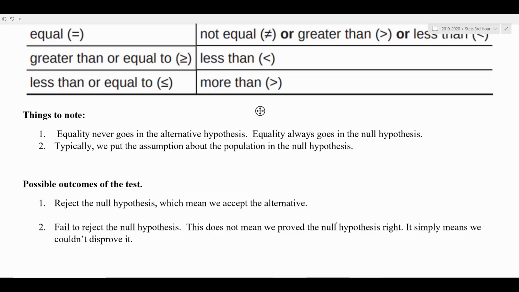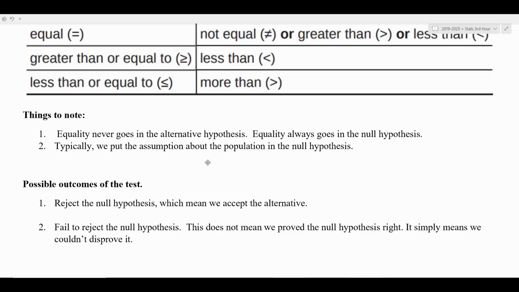Now, at the end of the court trial, once we've examined all of the evidence, there's only two outcomes. You are either guilty or not guilty. We don't ever prove innocence. No one ever walks out of a courtroom with the jury saying, "Hey, guess what? You're innocent. We have proved that you are innocent." We never say that. We always say you are either guilty or not guilty. That's one of the reasons why we can never put equality in the alternative hypothesis, because if I reject the null in the courtroom situation, if I reject the notion that you are innocent, then I'm accepting that you must be guilty.